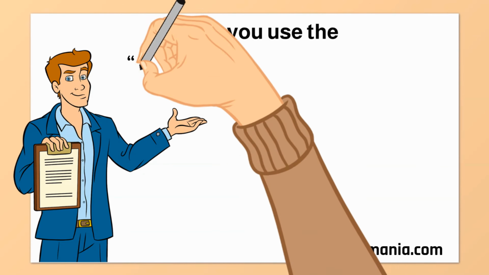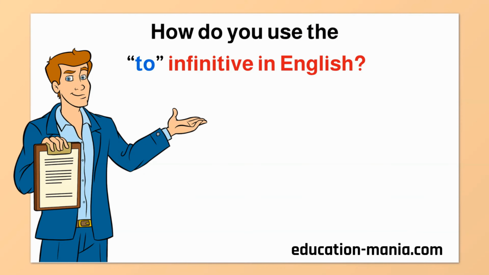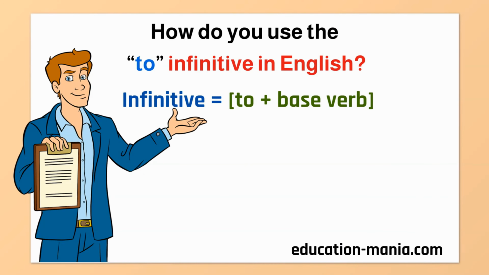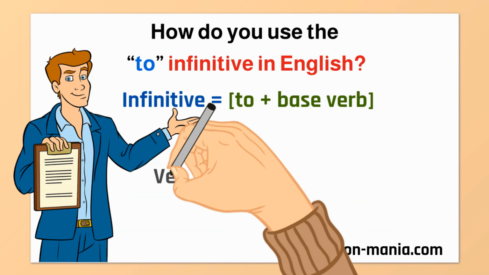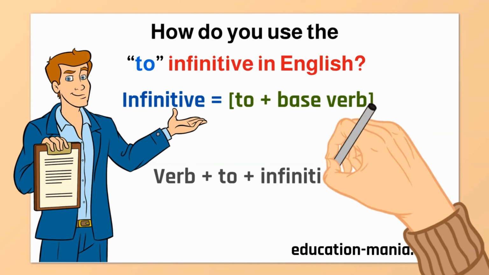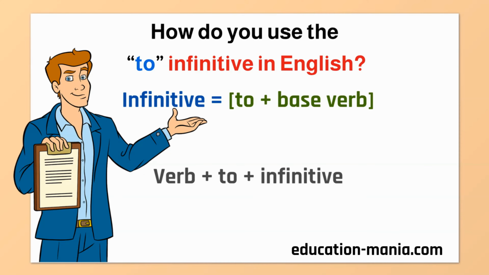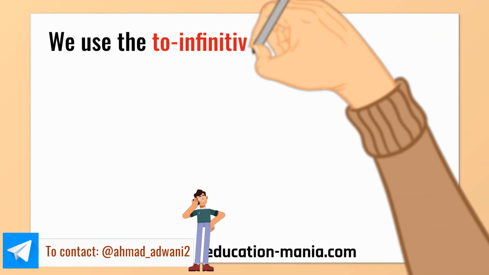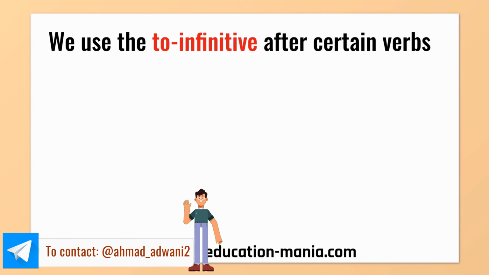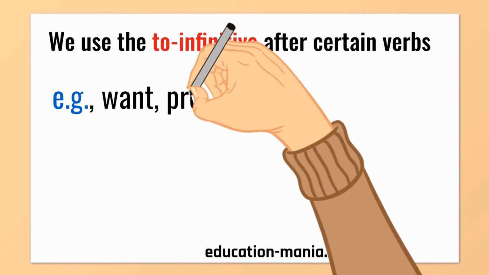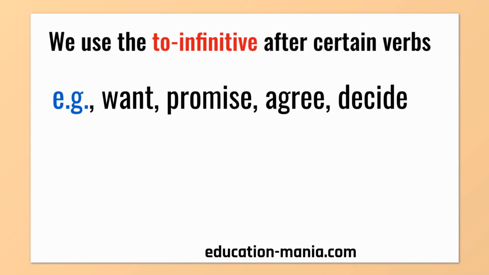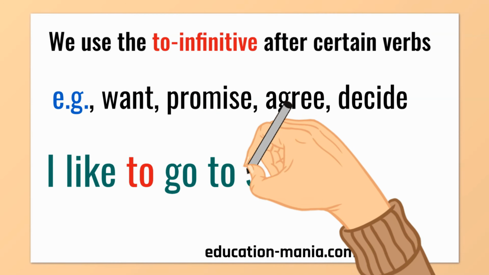How do you use the to infinitive in English? Infinitive equals to plus base verb. Verb plus to plus infinitive. We use the to infinitive after certain verbs. Example: want, promise, agree, decide, like. I like to go to school on foot.